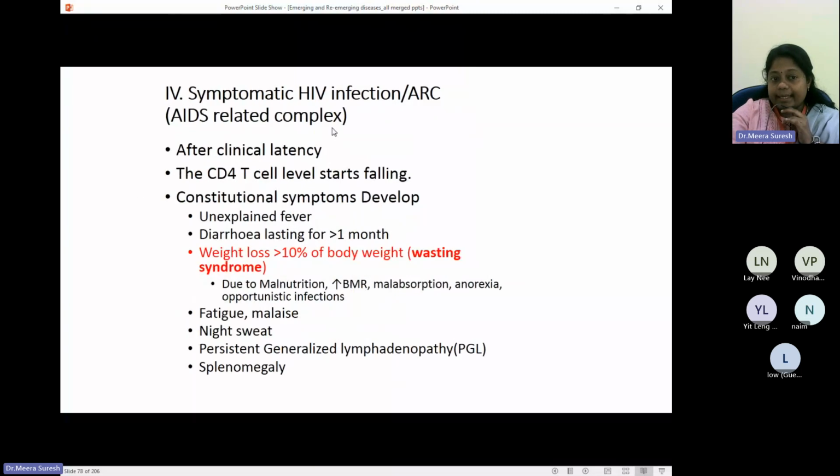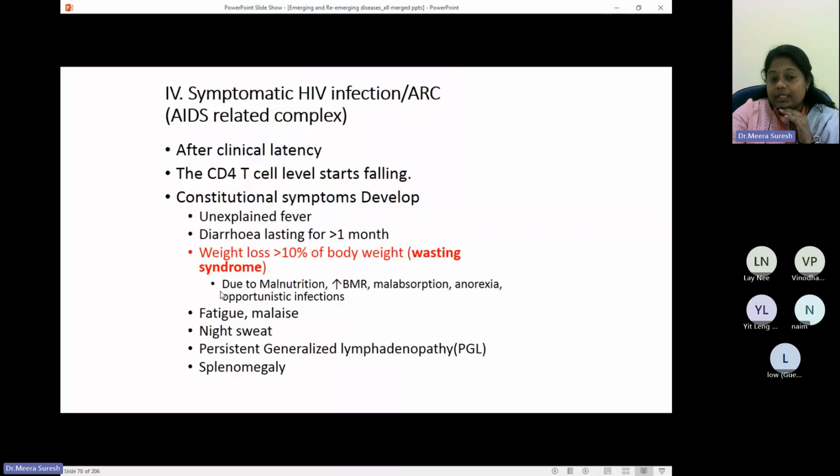And the last stage is the AIDS related complex, which comes after the clinical latency, when the CD4 T cell level starts falling. There will be constitutional symptoms: unexplained fever, diarrhea lasting for more than 1 month, and weight loss, which is characterized by loss of more than 10% of body weight. That condition we call wasting syndrome. And because of this loss of body weight, we call AIDS also a slim disease.